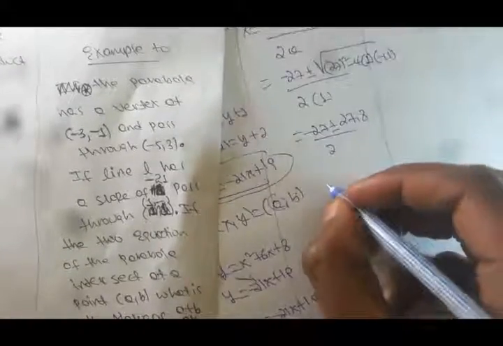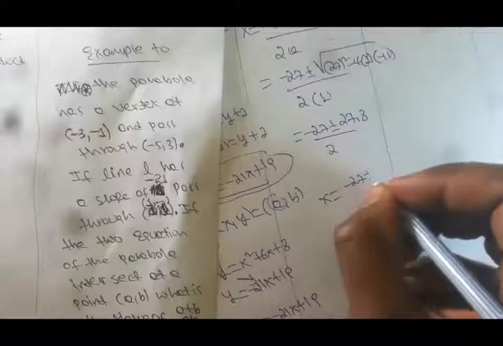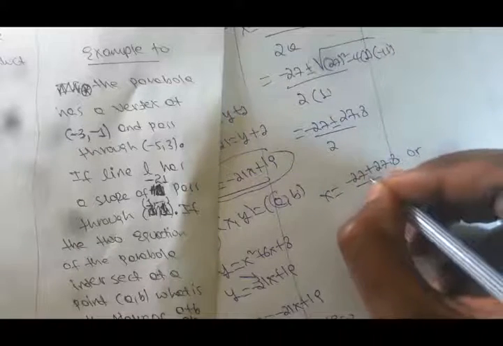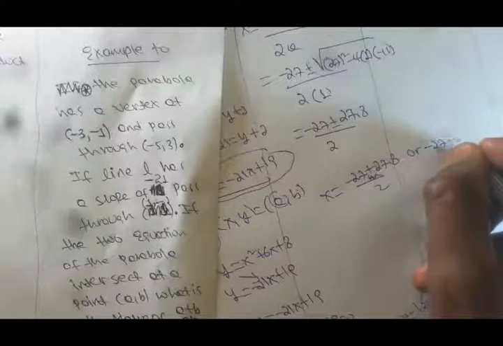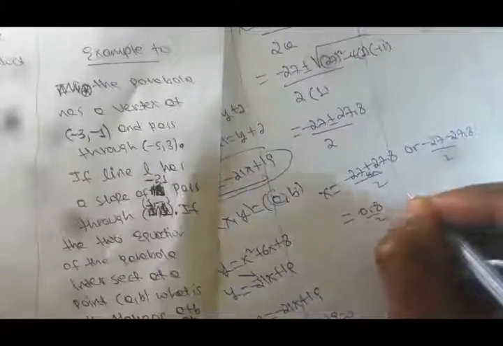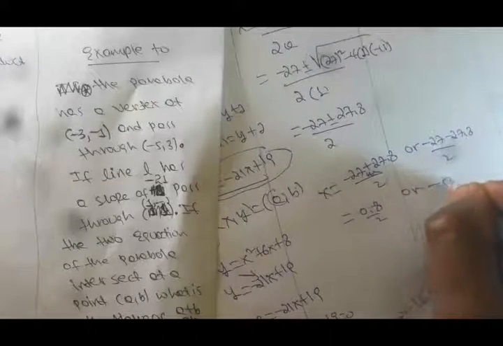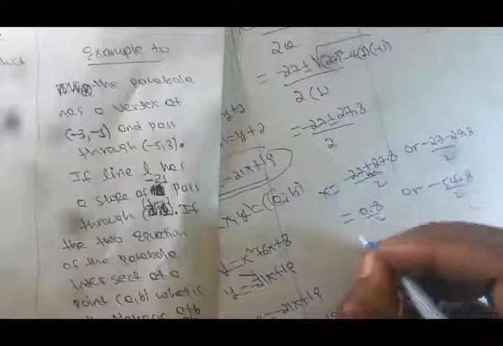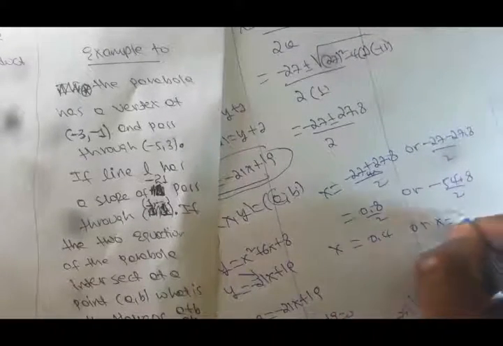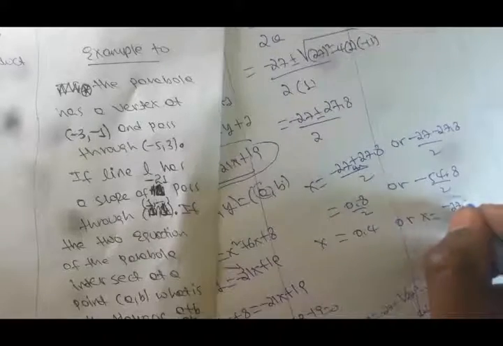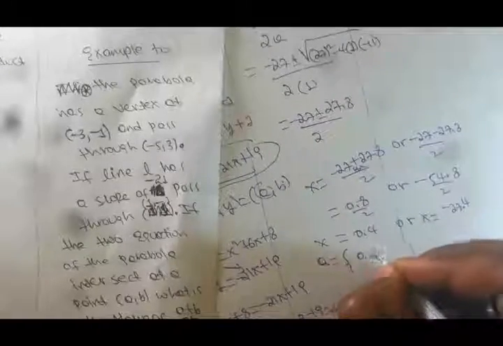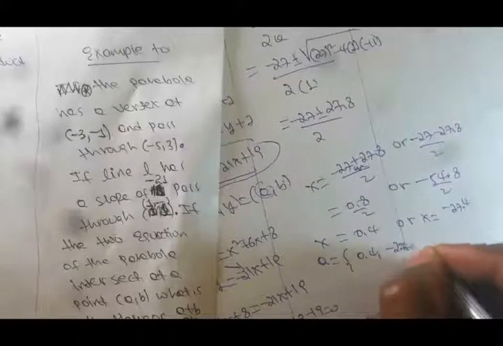over 2. Therefore the value of x is equal to minus 27 plus 27.8 over 2, or minus 27 minus 27.8 over 2. Therefore this is equal to 0.8 over 2, or minus 54.8 over 2. Therefore x is equal to 0.4, or x is equal to minus 27.4. Therefore the value of a can be either 0.4 or minus 27.4.